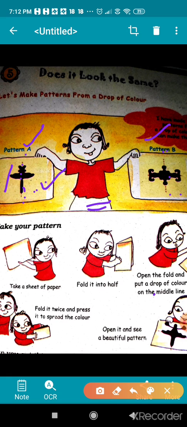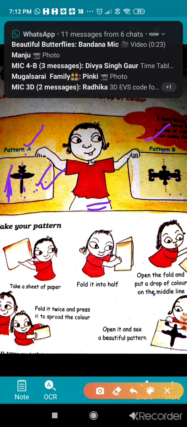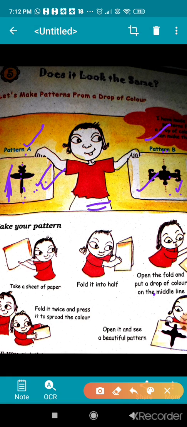Okay, if you fold this paper from the middle, then this side will overlap this left side. Similarly, this side will overlap this side, and this dotted line from where you have folded the paper, this dotted line is known as line of symmetry, and this type of figure is known as symmetrical figure.